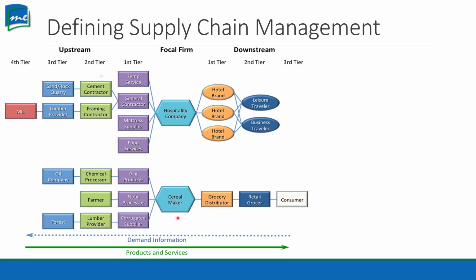So now let's look at a cereal maker. So if you think of a box of cereal, a box of cereal has a bag in it. So they need to get a bag from somewhere. So you have a company that makes the plastic bags. Well, plastic is made by a chemical. And that chemical comes from an oil company. If you didn't know, plastic is made from oil.